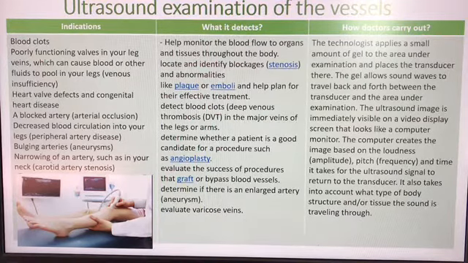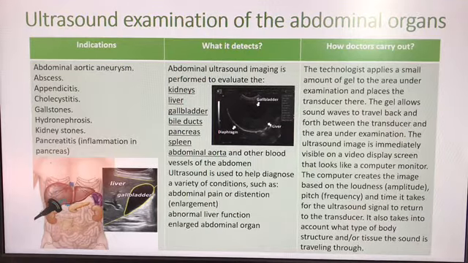Ultrasound examination of the abdominal organs. The indications are abdominal aortic aneurysm, abscess, appendicitis, cholecystitis, gallstones, hydronephrosis, kidney stones, pancreatitis, inflammation in the pancreas. What does it detect? Abdominal ultrasound imaging is performed to evaluate the kidneys, liver, gallbladder, bile ducts, pancreas, spleen, abdominal aorta, and other blood vessels of the abdomen. The ultrasound is used to help diagnose a variety of conditions such as abdominal pain or distension, enlargement, abnormal liver function, or enlarged abdominal organs.